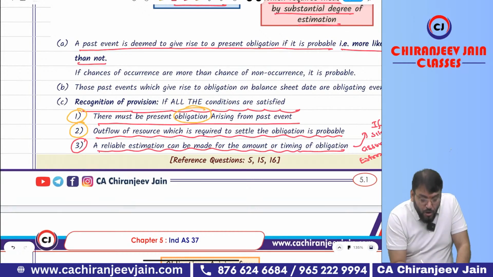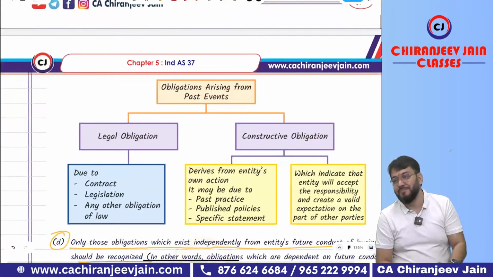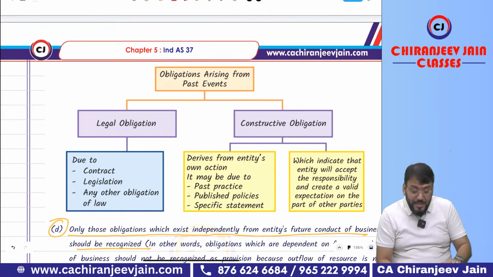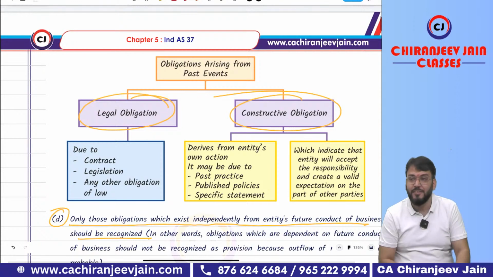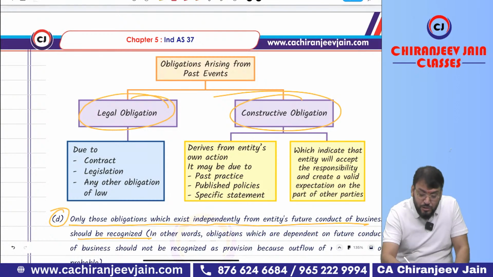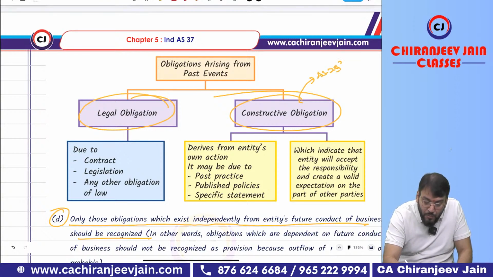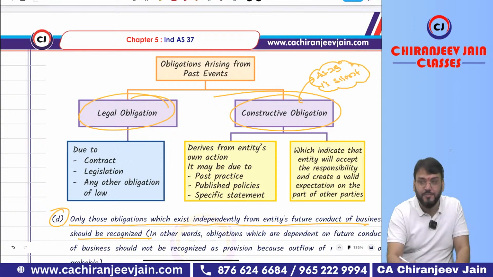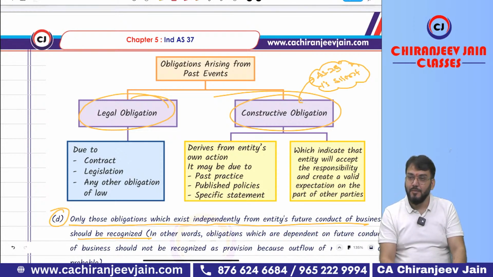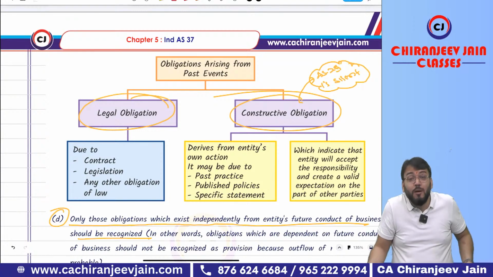Now, obligations under Ind AS are of two types. One is legal obligation, and the second is constructive obligation. The obligation can be legal or constructive. This is totally a new term in your life, because AS 29 is silent about constructive obligation. This is the first difference between AS 29 and Ind AS 37. And because AS 29 is silent, you don't know about constructive obligation.